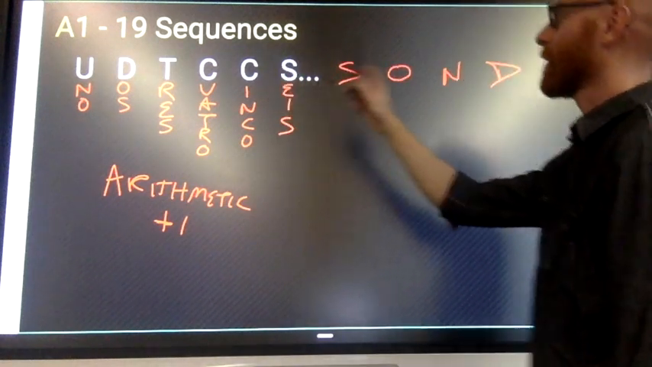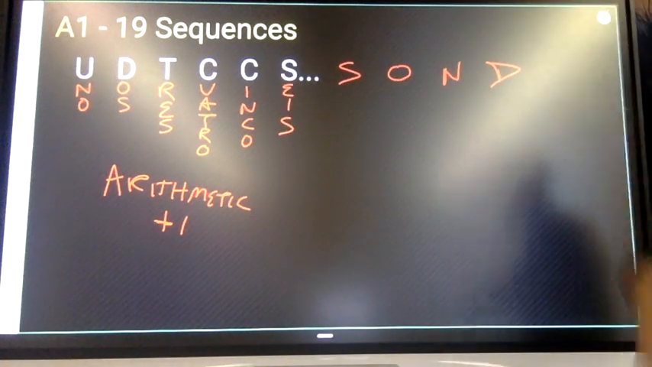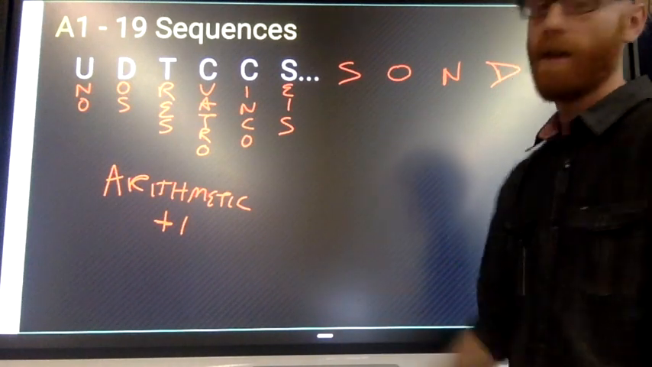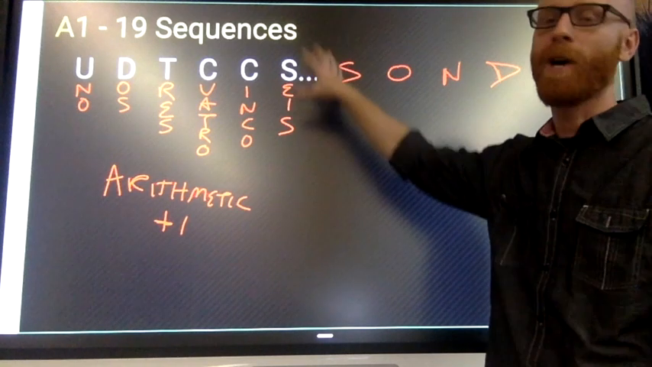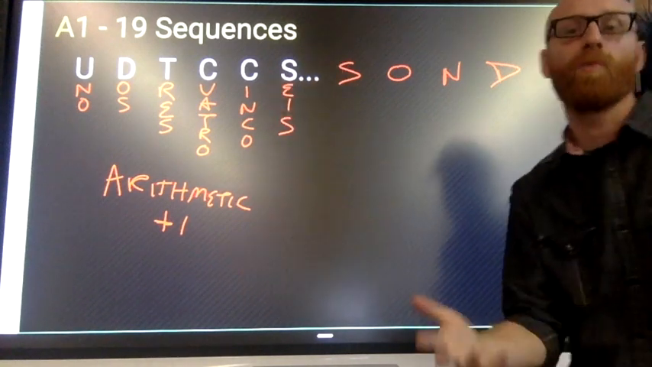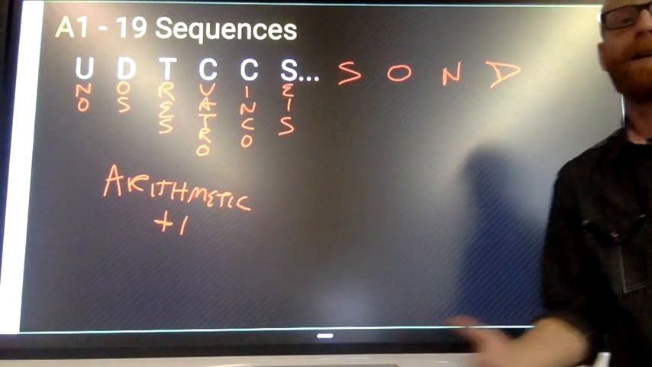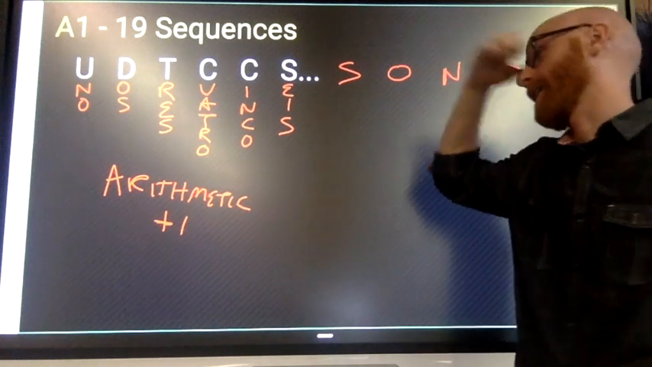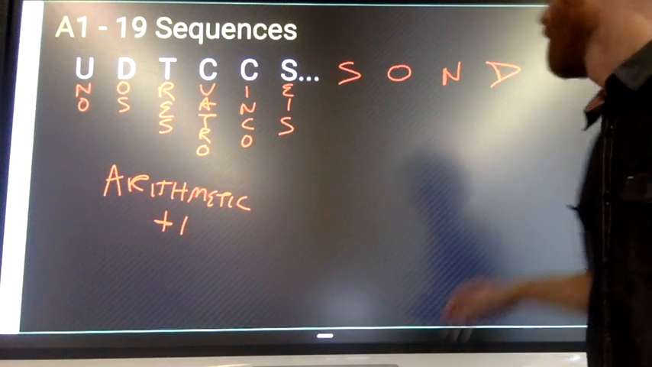Uno, dos, tres, cuatro, cinco, seis, siete, ocho, nueve, diez. Just counting by ones in Spanish, first letter of each number. All right, so this is a weird one, type of sequence where you would just have to see, can I figure it out, can I not figure it out? Maybe you wouldn't figure it out. All I would really want to see in that case is, what are your ideas, right?